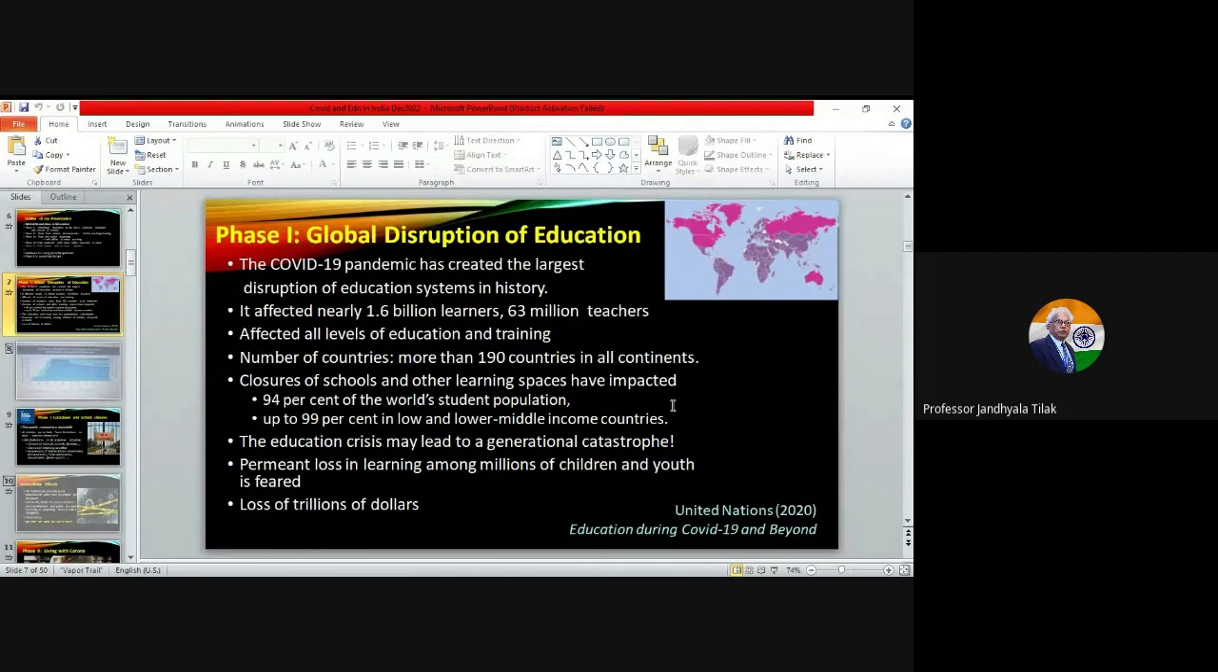94% of the students' population, and 99% among low-income groups and low-income countries, are seriously affected by this crisis. It was feared, and the fears are still very strong, that this is really a big education crisis that may lead to a generational catastrophe of serious dimensions. There can be permanent loss in learning among millions of children and youth of the present generation, and that will affect the long-term development of the countries, the whole world in fact. And of course, there will be a loss of trillions of dollars in economic terms.